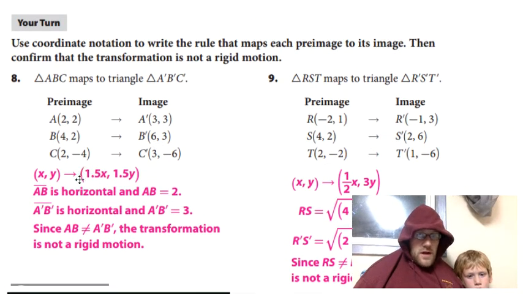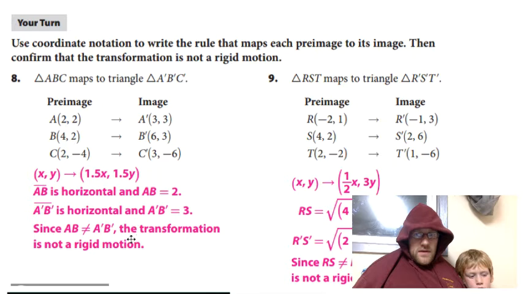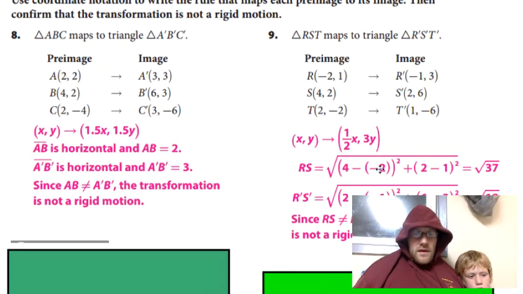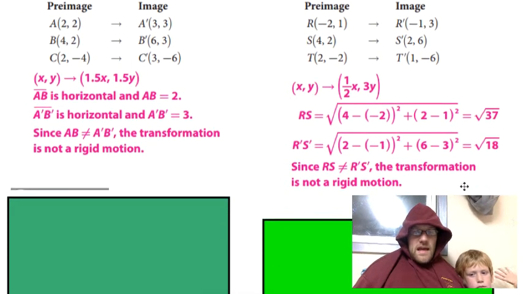Okay, so hopefully you figured out the rule of multiplying by 3/2, basically. And it's not a rigid motion. You can prove this in myriad ways. Don't worry about it. Just have one way to prove it. Similarly, this transformation is you multiply the x by 1/2, and then you multiply the y value by 3. And again, you can pick any pair of sides. You could graph it and use angles, but really we can just use the distance formula.